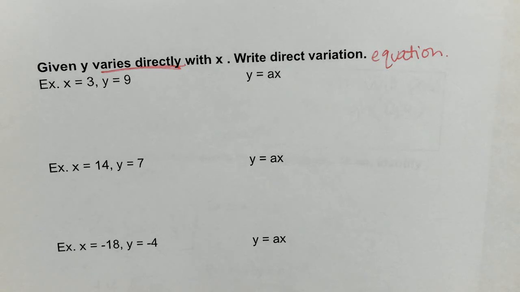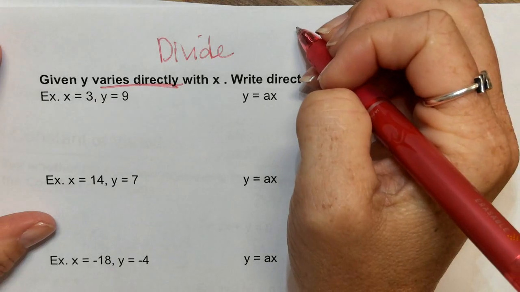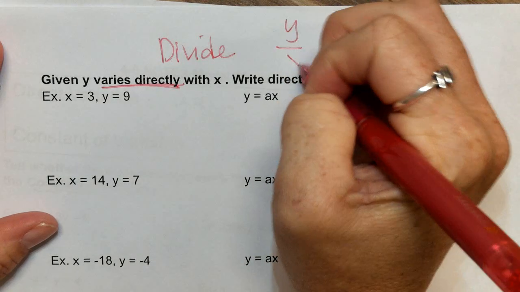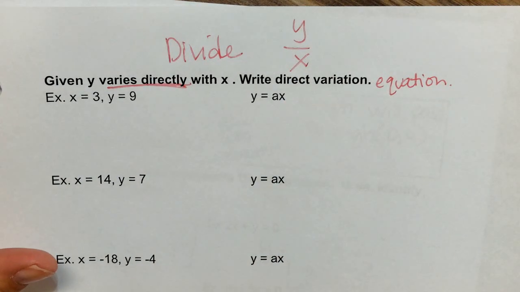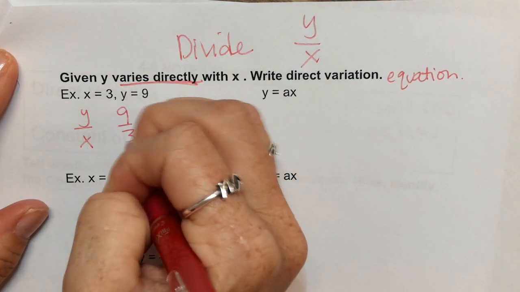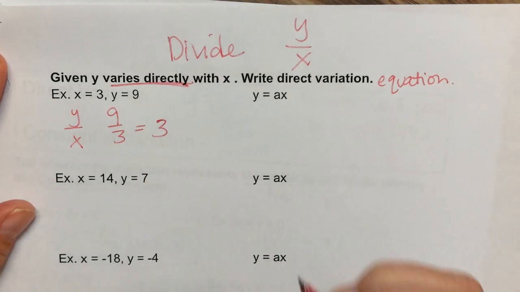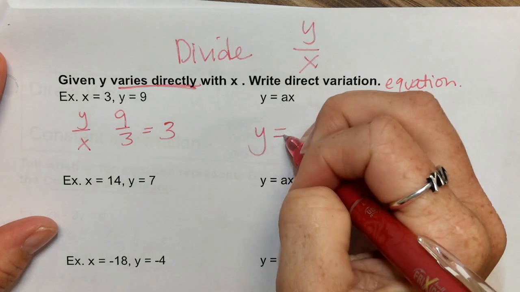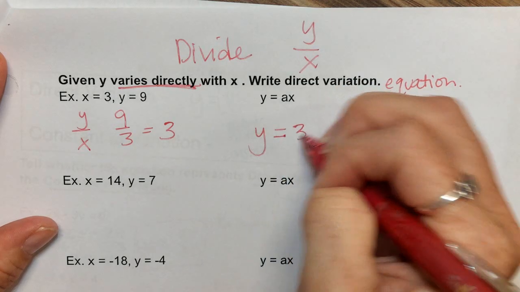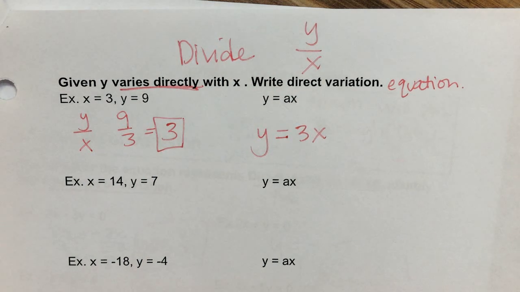To do that, all you need to do is divide. What goes on top? The y or the x? The y. Y over x. So I need to do y over x, which is 9 over 3. What is 9 divided by 3? 3. So write that equation. Y equals 3x. Because this is the slope. That is the constant of proportionality, the constant of variation.